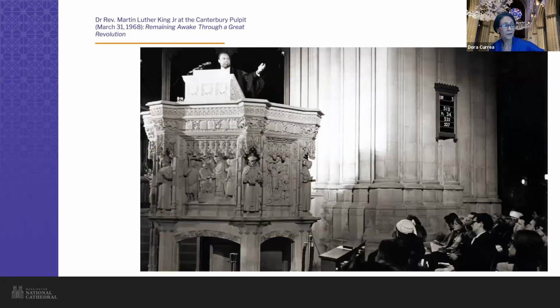Here we have another American hero who devoted his life to promoting the rights of the poor and the marginalized. This is Dr. Martin Luther King Jr. preaching his last Sunday sermon at the cathedral on March 31st, 1968. His sermon was called "Remaining Awake During a Great Revolution." And here he was encouraging us to participate in a great revolution of equity and justice.